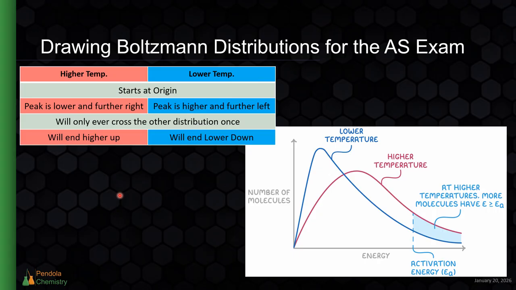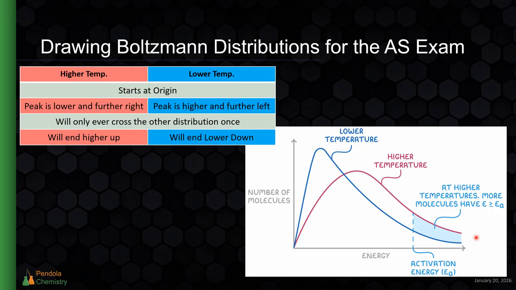First of all, understand that Boltzmann distributions are sketches, meaning that they don't have to be perfect, but there are certain things they're looking for. So here we're going to look at two Boltzmann distributions, the blue one at a lower temperature and the red one at the higher temperature. And we're going to look at what points you should look for when you're drawing these Boltzmann distributions.